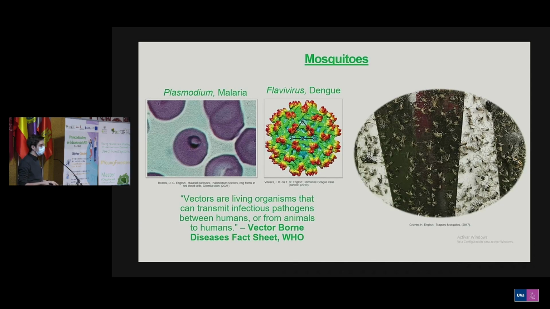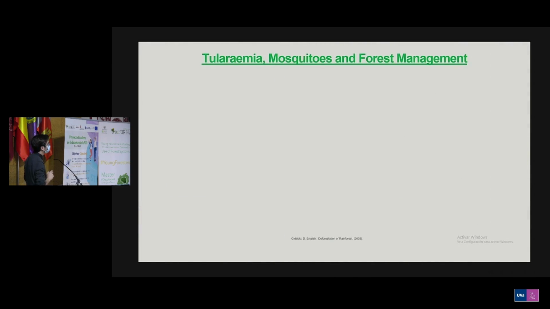And the big question here to relate mosquitoes to tularemia is, can they transmit the bacteria? So I will answer that later. But first, I want to just briefly talk about why this is related to forest management and landscape management in general.